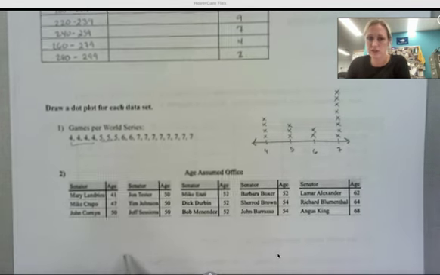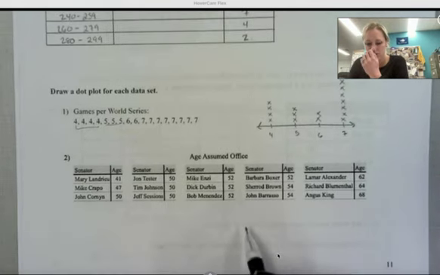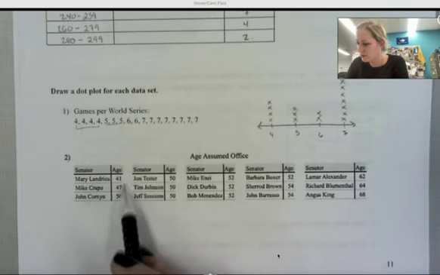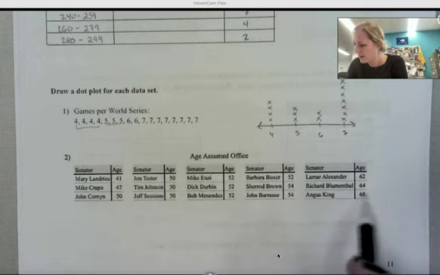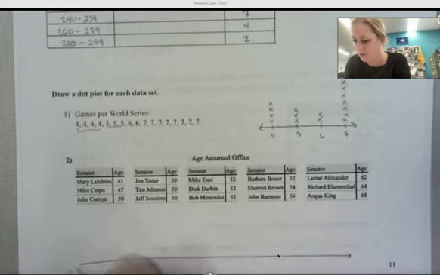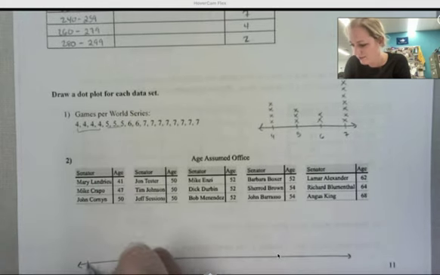We're also going to create a dot plot for this one. These are ages. Looking at my table, my lowest age is 41. My highest age is 68. So maybe for my number line, I want to go from 40 to 70.